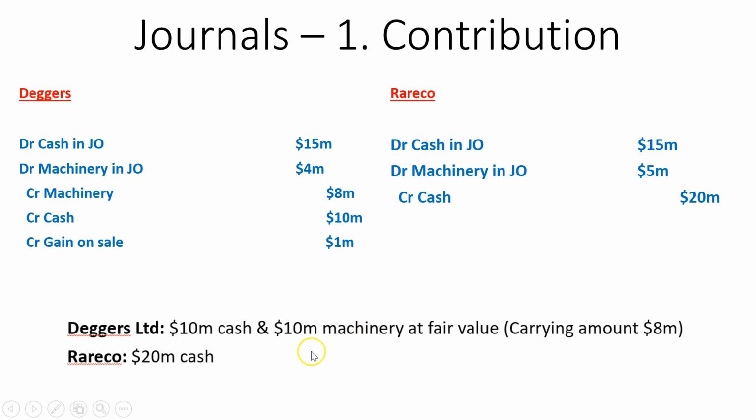So the key thing is just when you have non-cash assets, you need to make sure for the actual contributor of that asset, you recognize using the carrying amount. But for the non-contributor of that asset, use the fair value. So Deggers was the contributor of the asset, Rareco was the non-contributor.